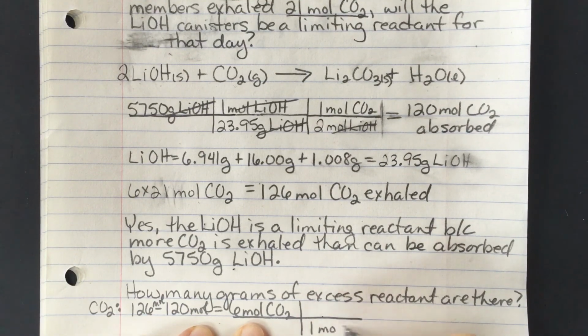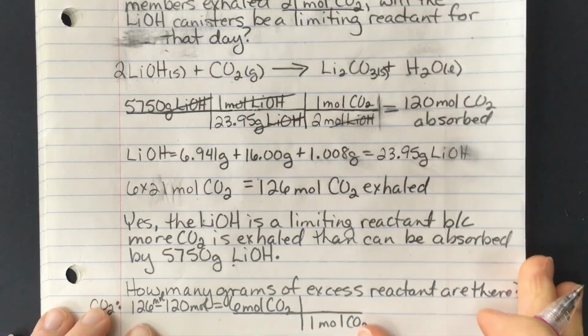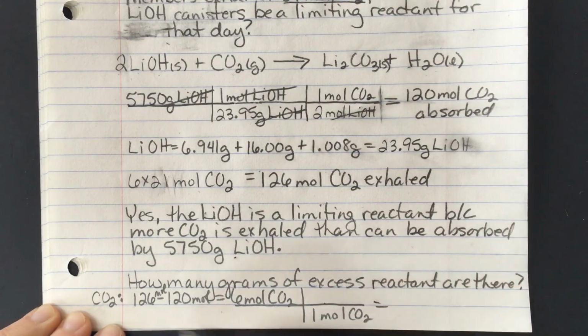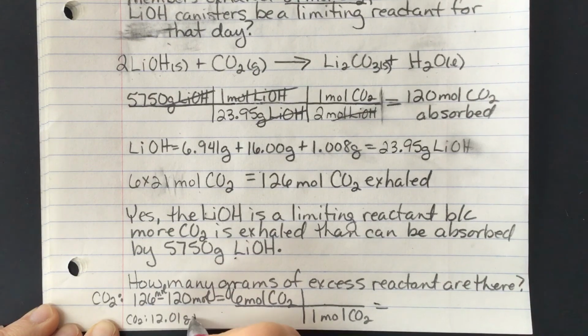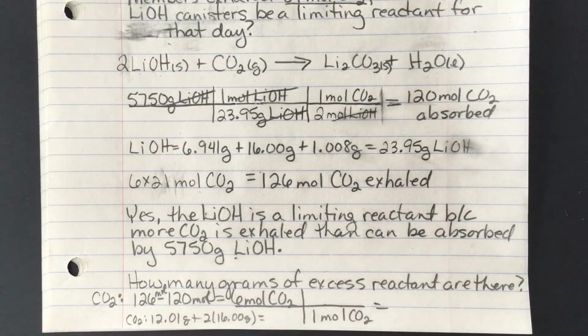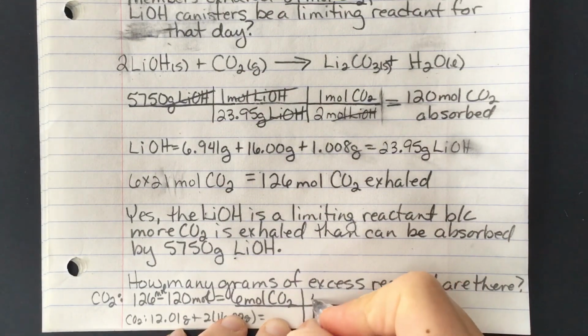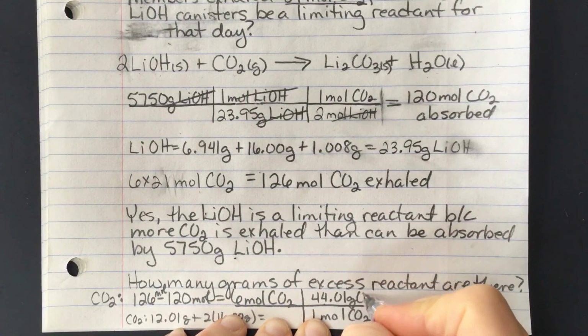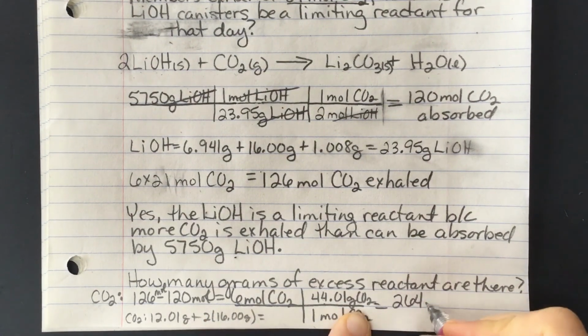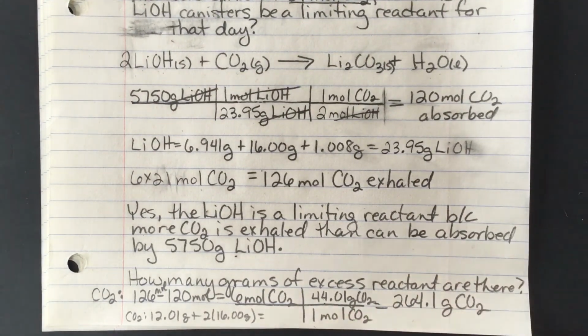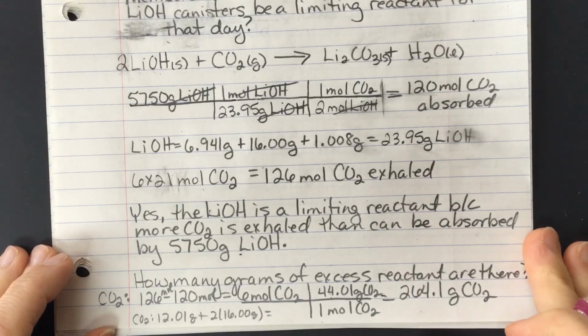So 1 mole of carbon dioxide, the molar mass, let's find that. I'm running out of room here. So carbon dioxide's molar mass will be 12.01 grams plus 2 times 16 grams. Remember, those come from our periodic table. When I add those up, let me find my calculator, I get 44.01 grams of carbon dioxide. So when I multiply these two numbers together, I get 264.1 grams of carbon dioxide in excess.